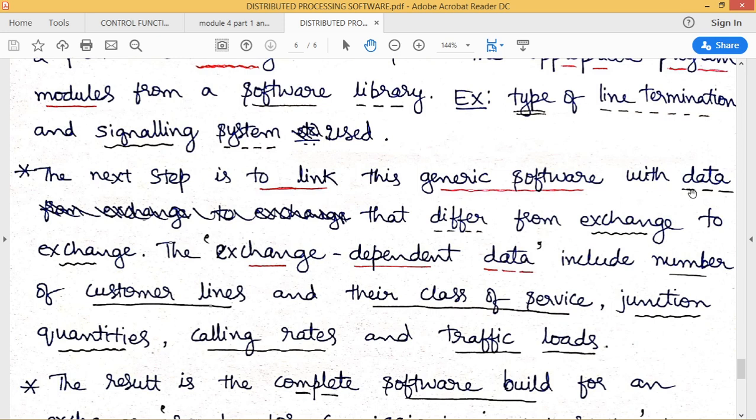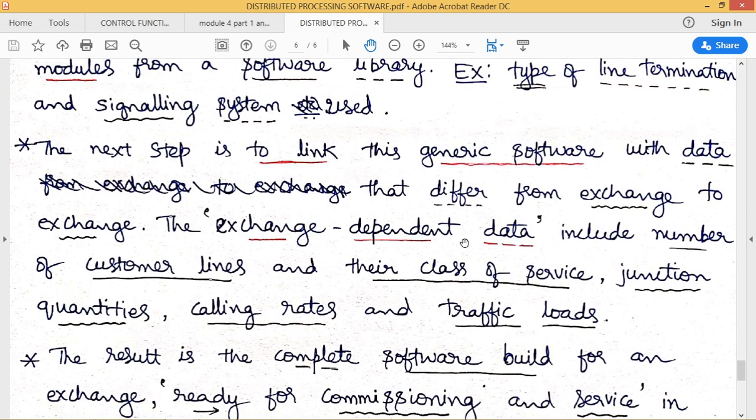So the data required by different exchanges are different, and the software associated with a particular exchange may not be the same. With respect to different software, we have to communicate with the data that it is getting. Basically, this generic software is nothing but an application program that we load into our system, that is the switching system. So it basically handles data from different exchanges.